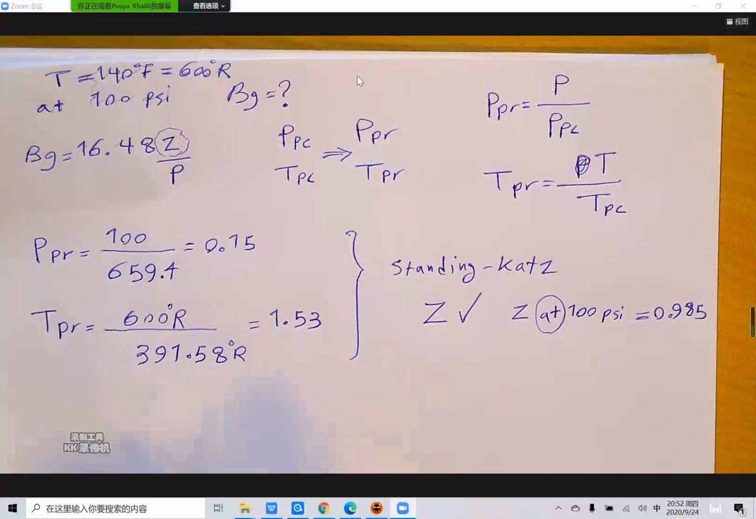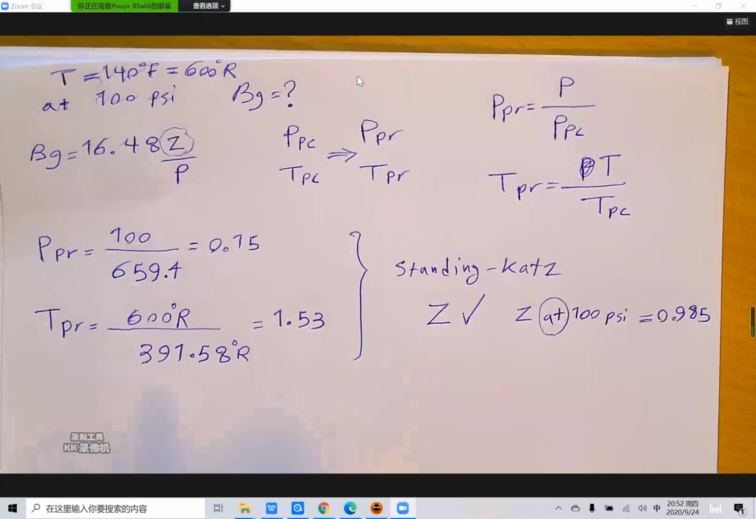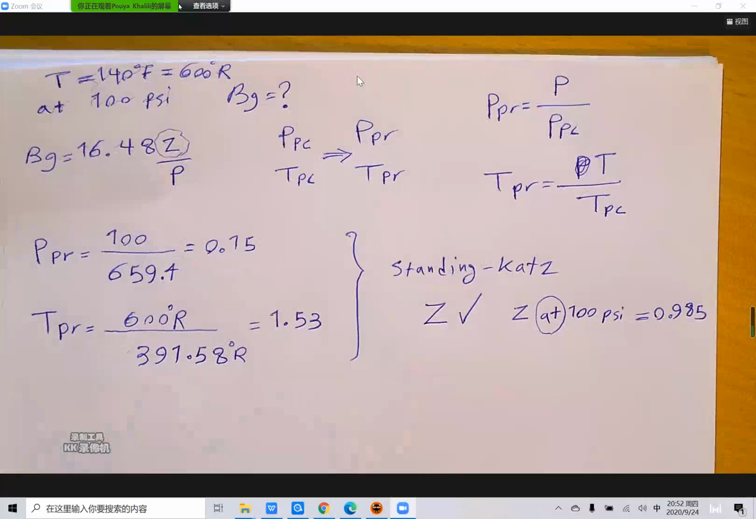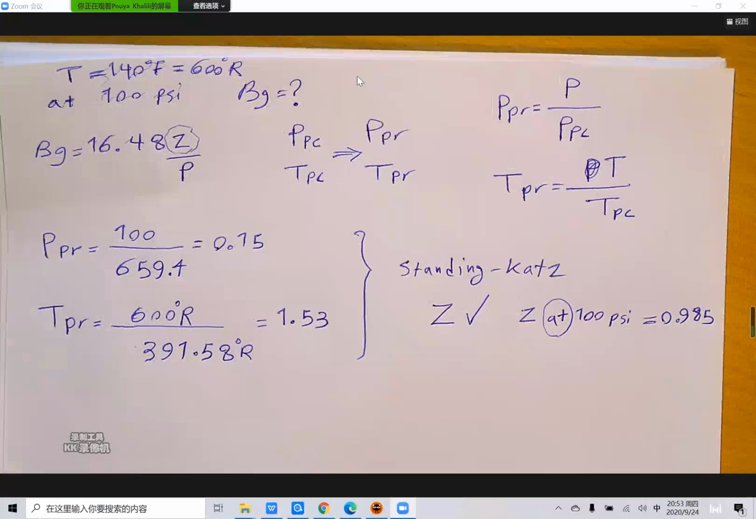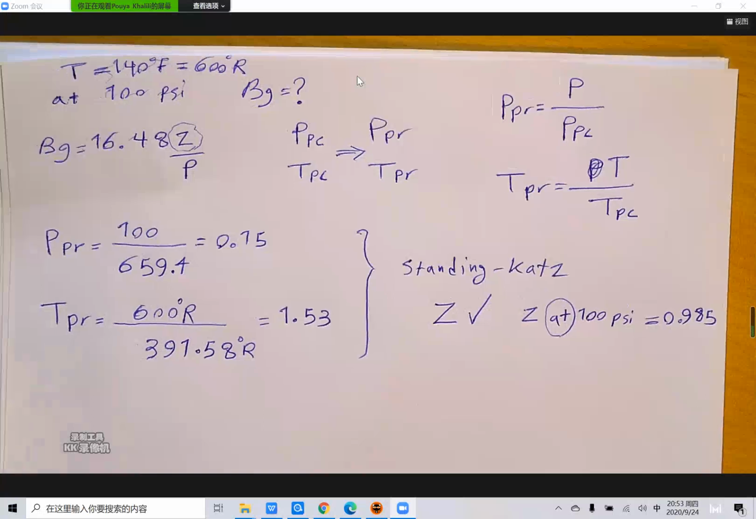Can I ask something? Can you hear me? Yeah, go on. We got a pseudo-reduced pressure of 0.15. And the Standing-Katz scale starts at 1, was it? So how did you get the Z factor? There's a top section of the figure that starts with 0, I think. Yes. Oh, okay.